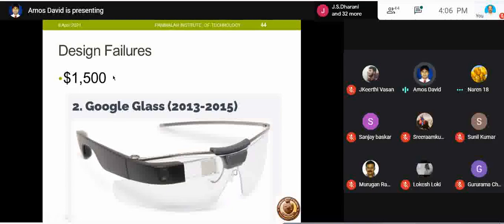Can we buy such a big thing? How much does it come to in Indian rupees? 1,500 dollars means how much? $100 means 7,000 rupees, just rounded off. So 15 into 7, how much does it come to? Yes, for a glass which has this kind of feature, rounded off to 1 lakh is not worth it. So this was a failure in this particular design.